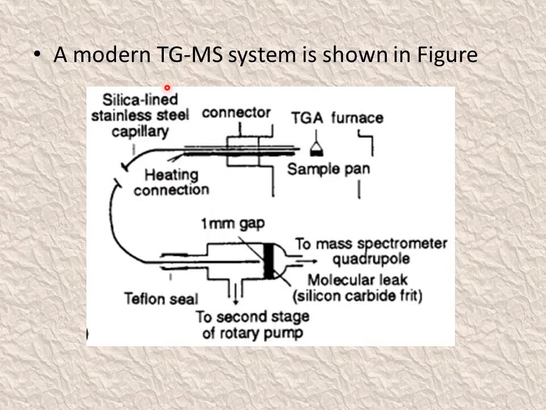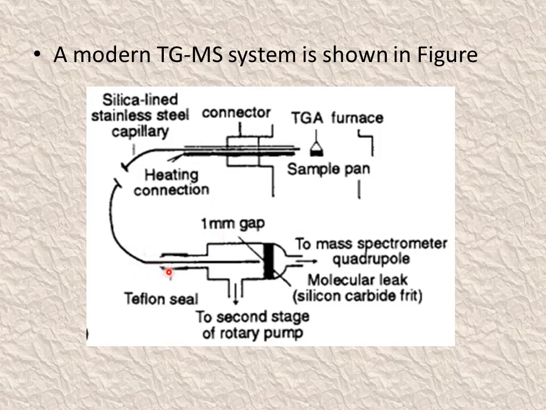And here is the diagram of the TGMS system. Here is the furnace and sample pan. The sample is kept in the sample pan, and heat is provided through the furnace. Gases are evolved, which move through this capillary, which is a silica lined stainless steel capillary. Together with it there is a heat supply system, where a temperature of 250 degrees centigrade is provided. Then there is the second stage reduction over here.